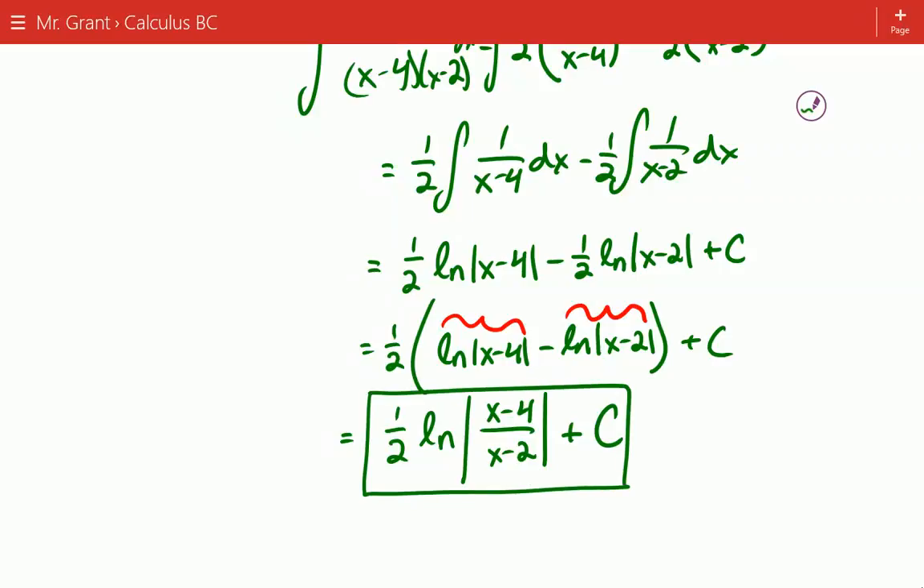This actually turned out to be the answer on a problem that isn't super bad, but required you to go a little bit further. And that's all I have for partial fraction decomposition. Expect one question on it on the multiple choice section of the Calc BC exam.